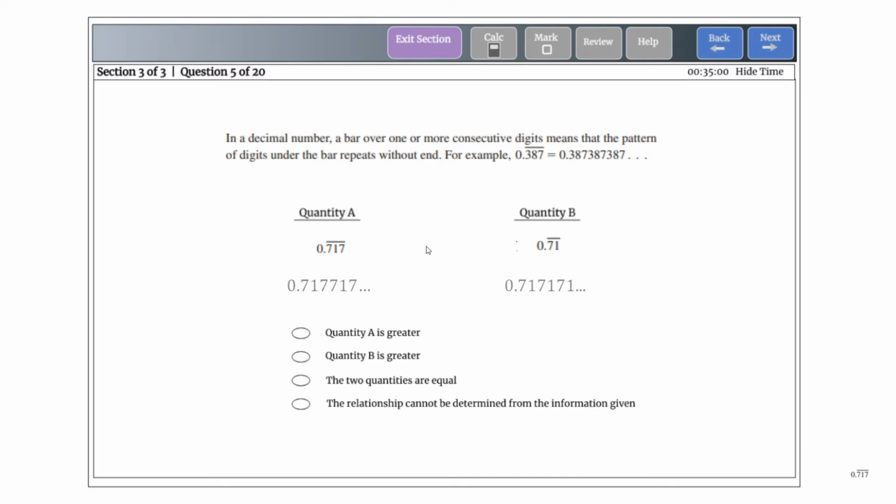But of course, if you write it out far enough, eventually you'll see, right, 717, 717. So the fourth decimal place is going to be a 7, whereas over here, 7171. So of course, A is greater than B, and we would select that one.